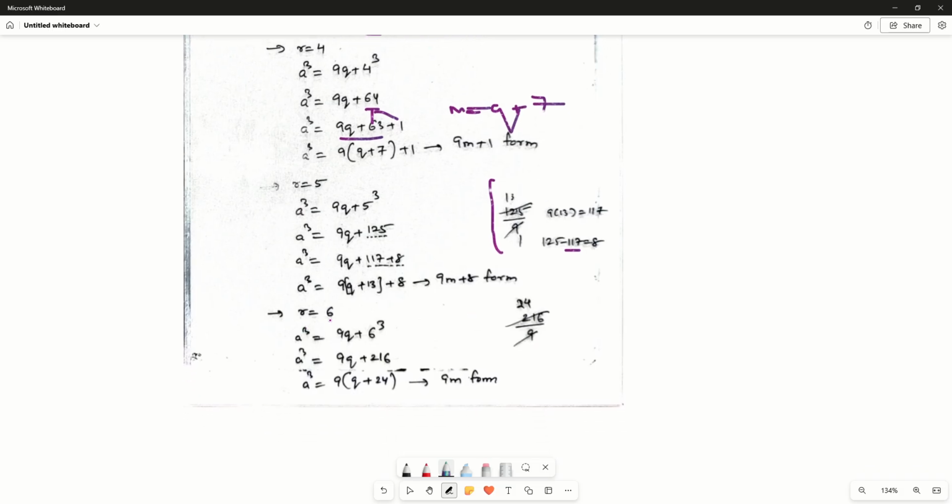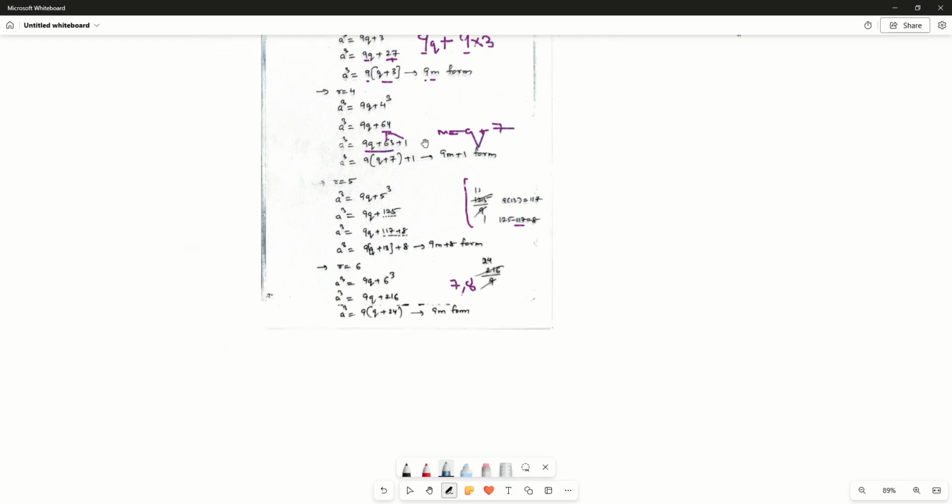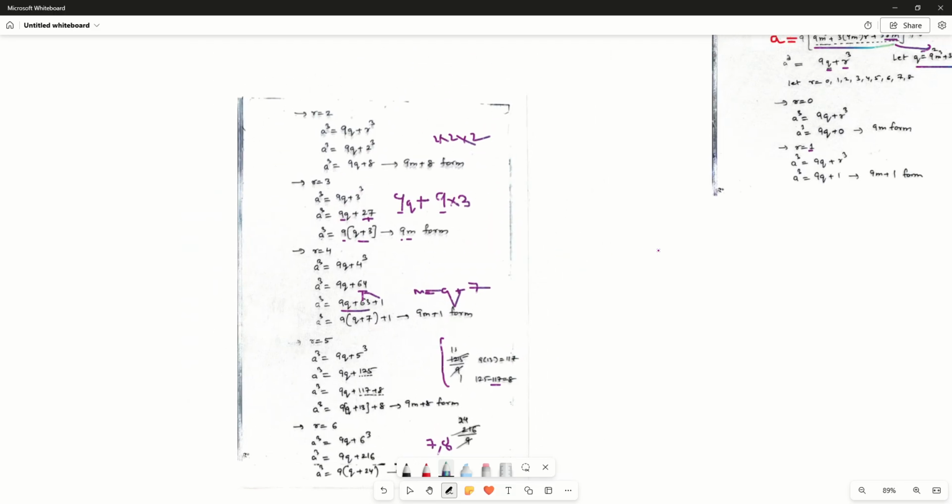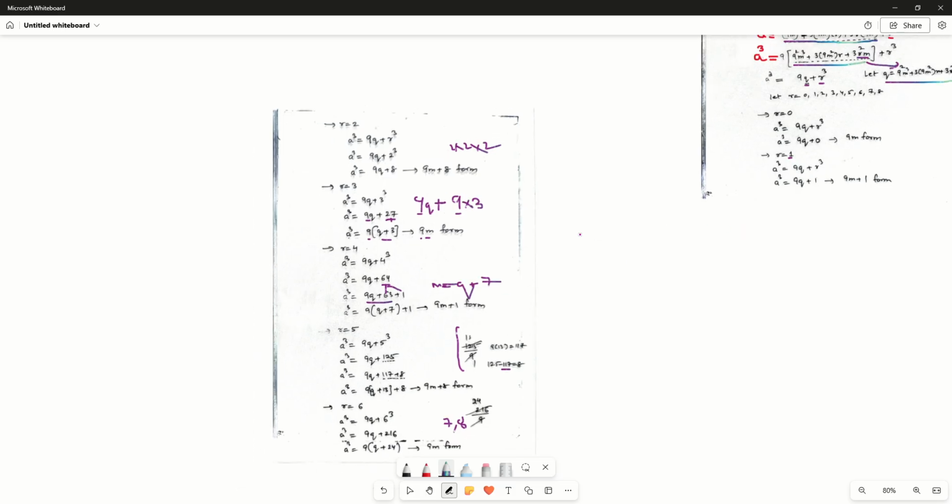Again we can take r is equal to 6, 6 cube, that is 216. 216 is automatically divisible by 9, we can write 24, and so on. We have to go for r is equal to 7 and 8 as well. So this is the end of the video. I hope that you will understand this concept. You can revise it, and you can go through this video again and again.